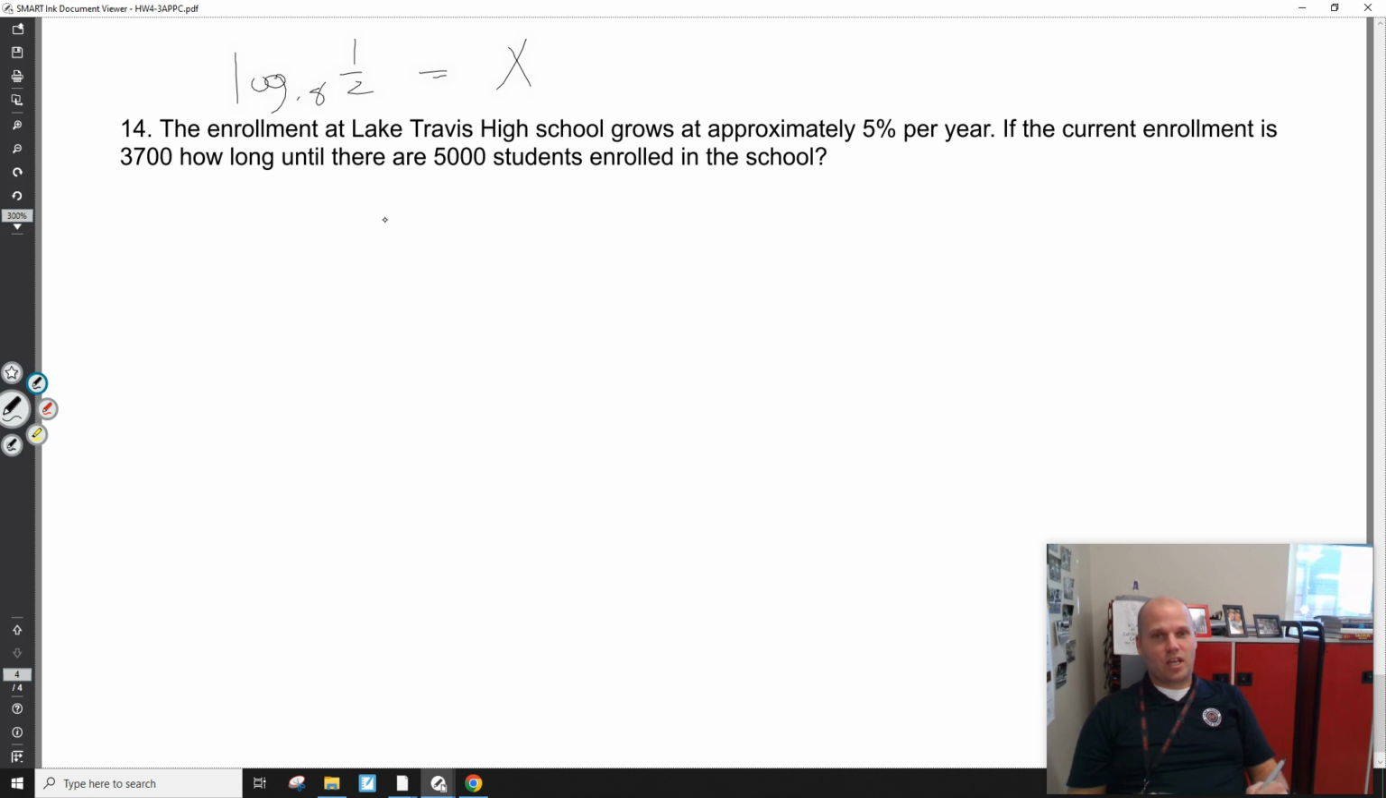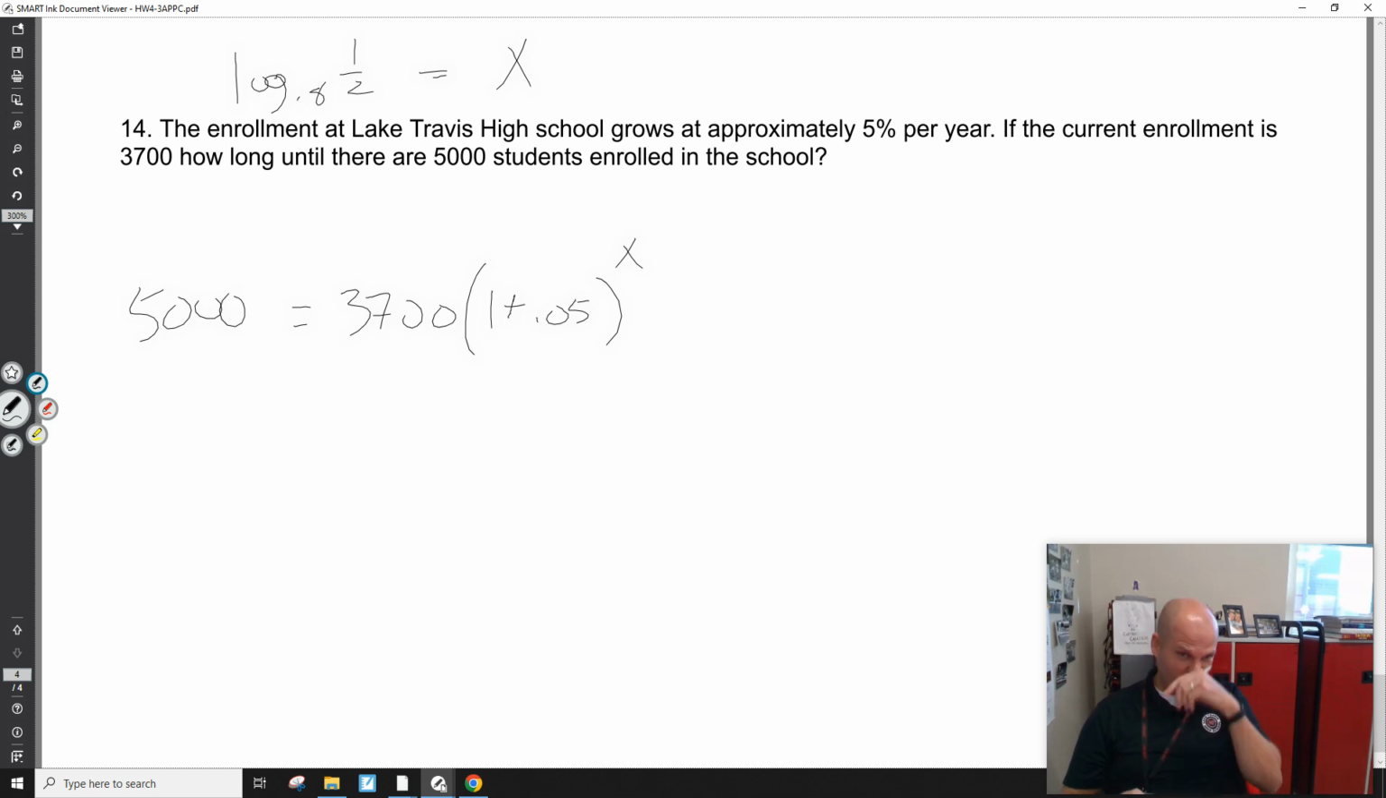The enrollment at Lake Travis High School grows at approximately 5% per year. Current enrollment is 3,700. How long will it take for it to be 5,000 students? So we're growing at 5%, so 100%, add 5% per year, so 105% next year. That's kind of what our thought is. I'm going to divide by 3,700, and I get 50 over 37. I can't simplify that anymore. I got 1.05 to the x. I'll take the log base 1.05 of both sides.